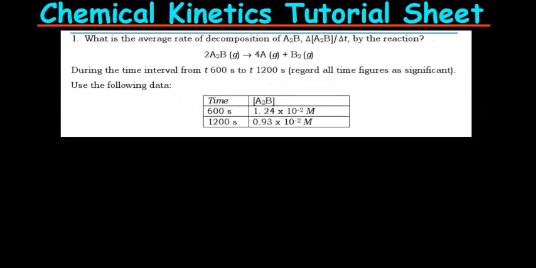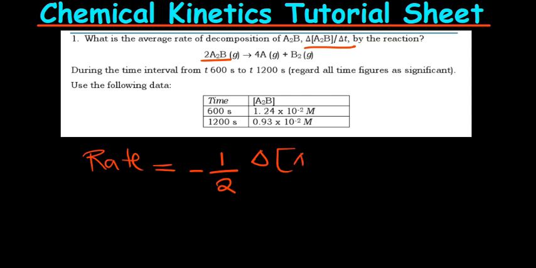So one thing that you should know, in my introduction to chemical kinetics, I explained that the rate, if you're talking about the reactants, is given by negative 1 over the stoichiometric coefficient. In this case, we're talking about that reactant, so it's a 2 there, so it will be over 2. Change in the concentration divided by the time it took. So that's going to be our formula. All we just have to do is substitute the information that has been given to us.